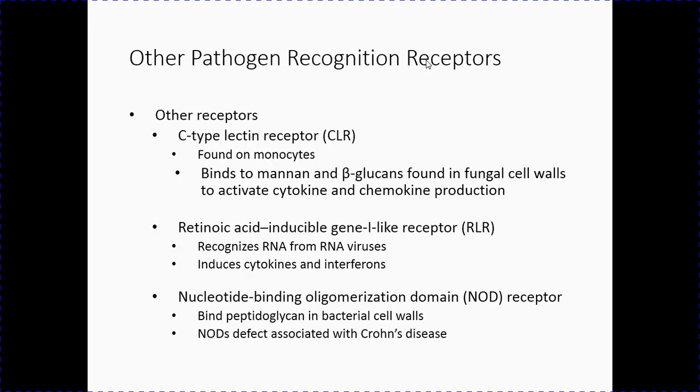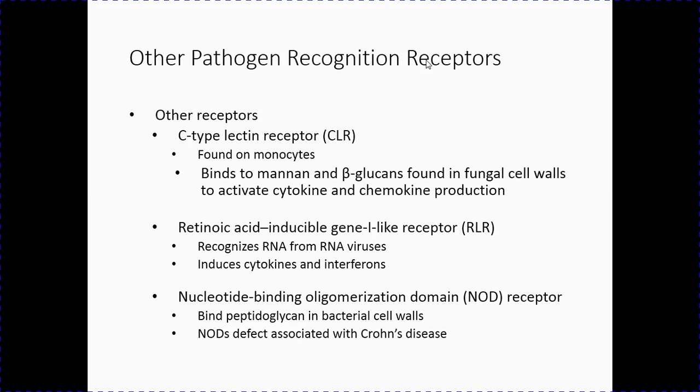So wouldn't it be lovely if the only pathogen recognition receptors we had to worry about were toll-like receptors? But heavens no, it's not. There are more. There are, in fact, other pathogen recognition receptors that we need to look at. One is called a C-type lectin receptor, or CLR. We find this on monocytes, and this is the one that binds to mannan and beta-glucans that are found in fungal cell walls.